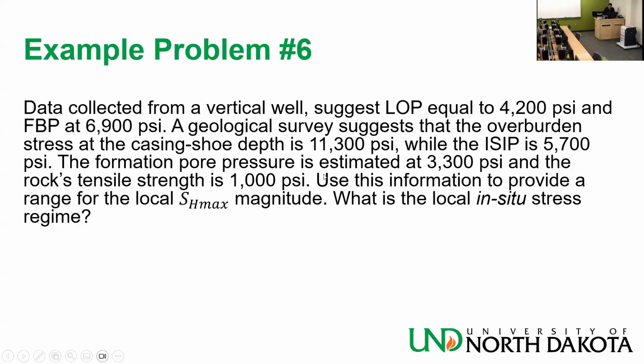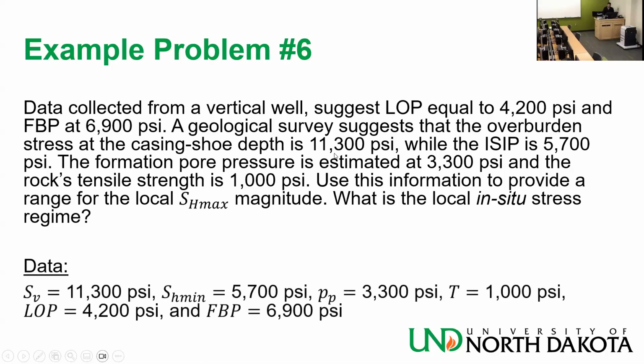So let's gather the data. I have SV, which is the overburden. I have SH min, 5,700 psi. I have PP, pore pressure, 3,300 psi. I have T, which is 1,000 psi. And then I have LOP, which is 4,200 psi, leak-off pressure, and FBP, which is 6,900 psi.